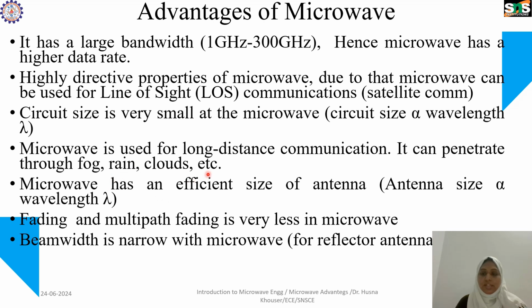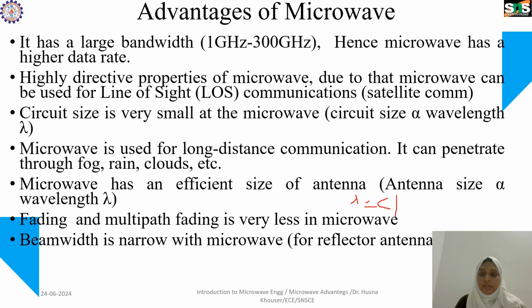This microwave signal can be transmitted in any weather, through the entire monsoon. So it is an environment independent frequency. We can say microwave frequency is environment independent. Microwave has an efficient antenna size, that is, antenna size is directly proportional to the wavelength. If we reduce the size of the antenna, then the wavelength will be very small. How we calculate this is based on the formula lambda equals c by f.